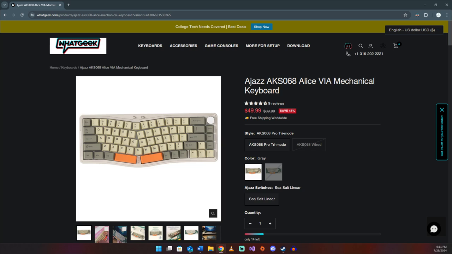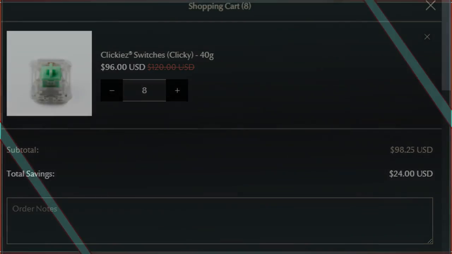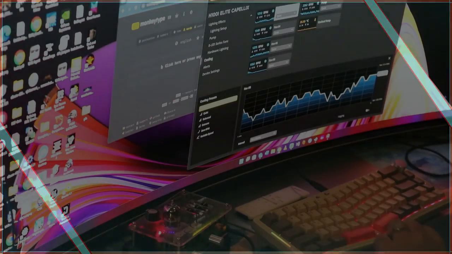This keyboard is currently on sale for $49.99, but is usually $89.99, which is insane. Some other builds that I've done had switches that cost double the price of this entire keyboard. This is what it sounds like.